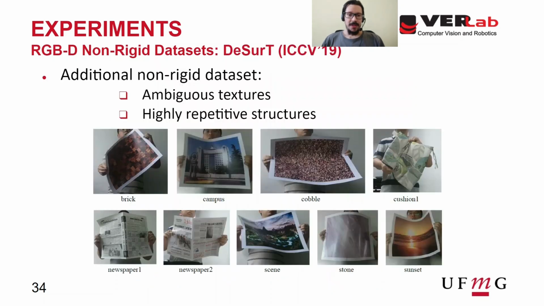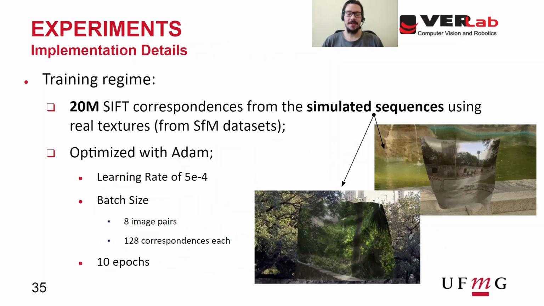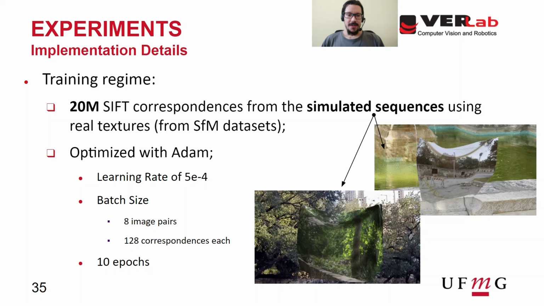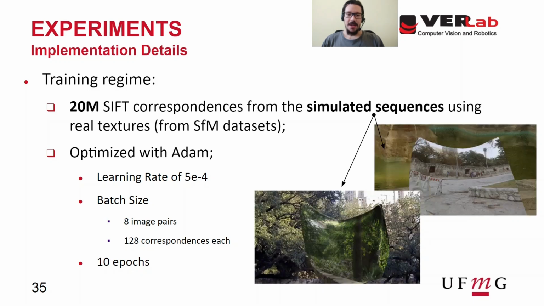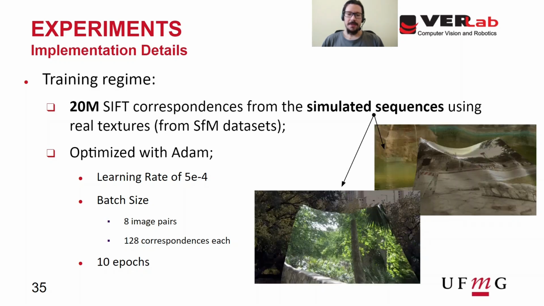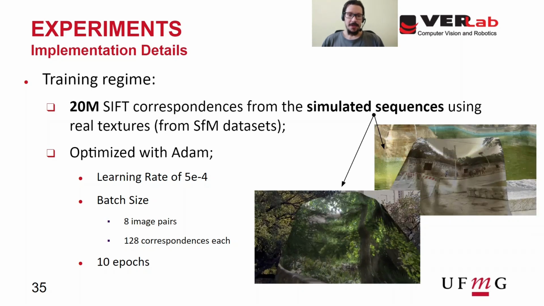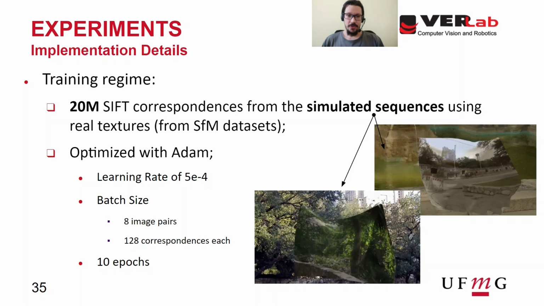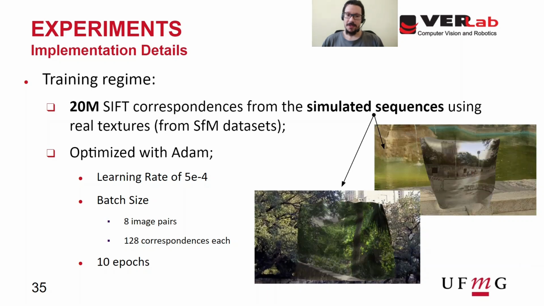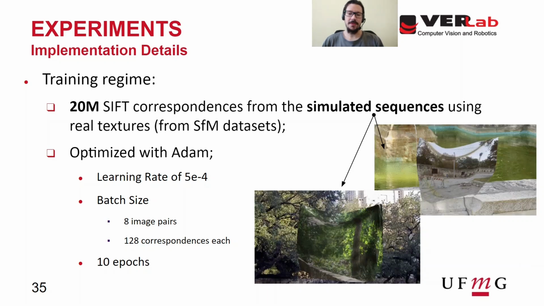We also consider in our evaluation the deformable surface tracking datasets. These additional sequences contain ambiguous textures and highly repetitive structures besides deformations. We train our network on a simulated dataset containing about 20 million SIFT correspondences obtained using the simulation's ground truth. It is important to mention that the 3 synthetic objects from the evaluation benchmark were never used during training.